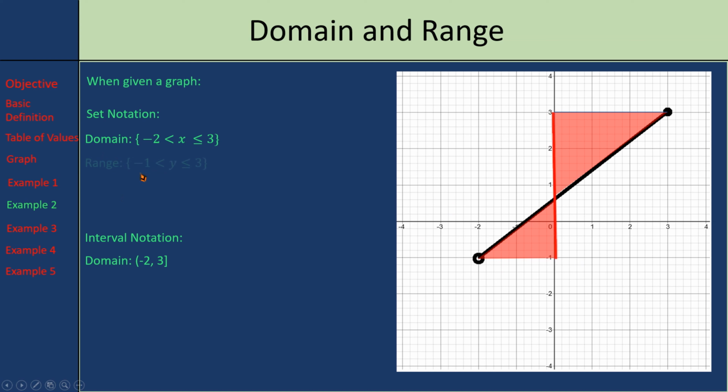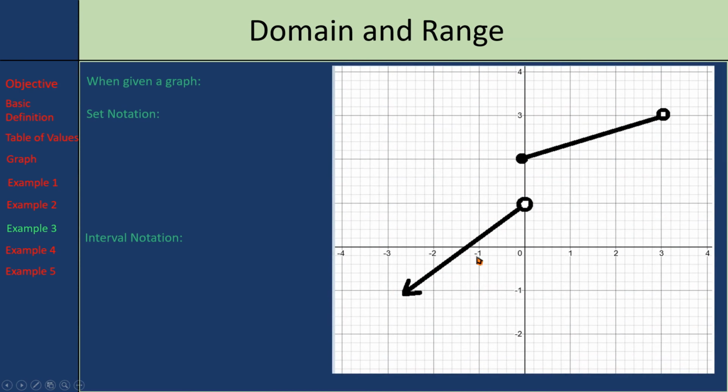So in set notation, I write it like this. I use y instead of x because range is talking about the output, so the y value. So I start at -1, I go up to 3, and I don't have an equal sign here because there's a hole here, right? I don't go all the way up to -1. I end right there. So there's no equal, but there's an equal here for 3 because there's a solid dot here. Okay. Interval notation for range is -1 to 3, again, parentheses and square bracket.